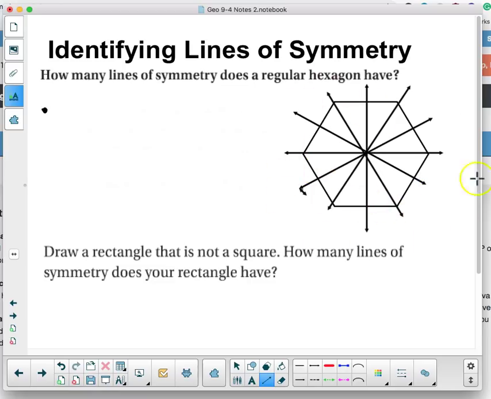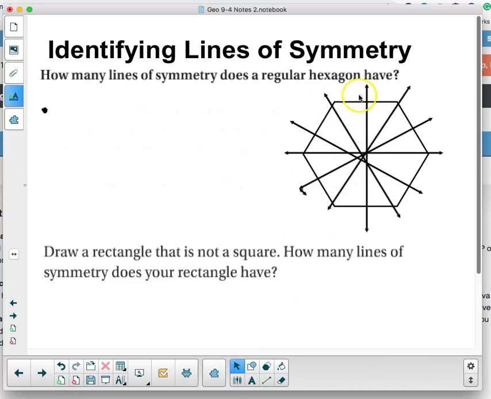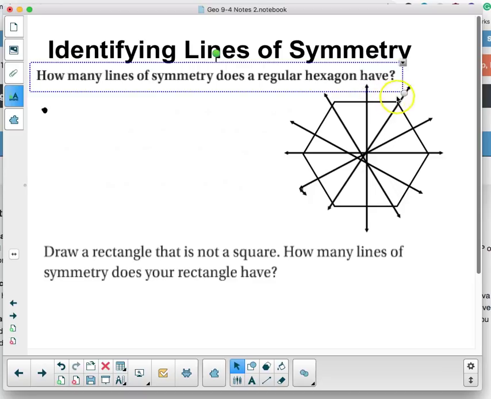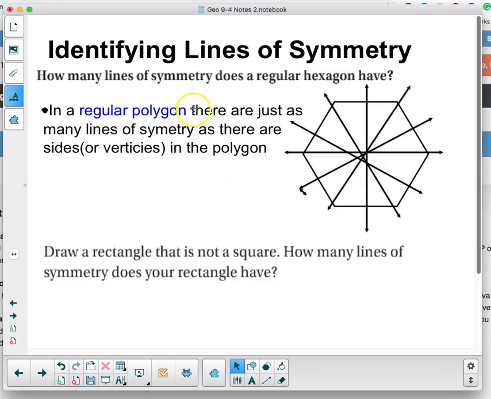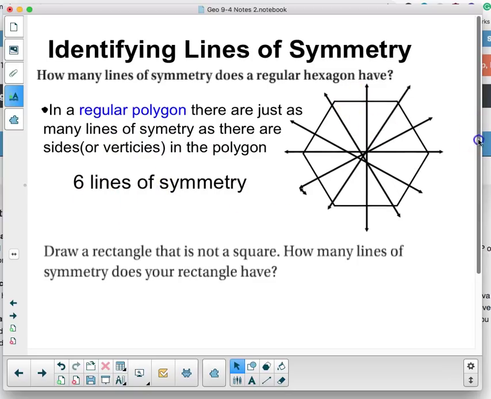A lot of people think, oh, there's a ton of them. But let's talk about how many sides I actually have. 1, 2, 3, 4, 5, 6. The rest of them are the other ends of the ones I started counting. So in a regular polygon, there are just as many lines of symmetry as there are sides or vertices in the polygon. So there are 6 lines of symmetry in this hexagon.